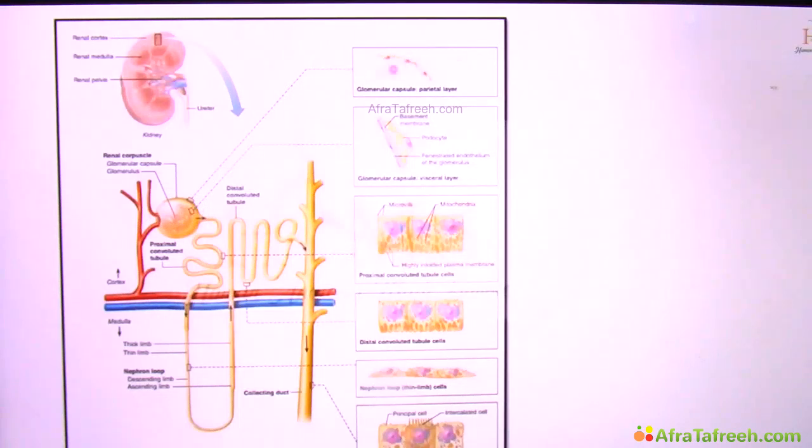If you're talking about the PCT, DCT, then they have cuboidal epithelium. And if you're talking about the collecting duct, then there will be columnar epithelium. If you're talking about the loop of Henle, then most of the loop of Henle will have squamous epithelium. This is what we are going to draw in a diagram now. So let's draw the diagram.